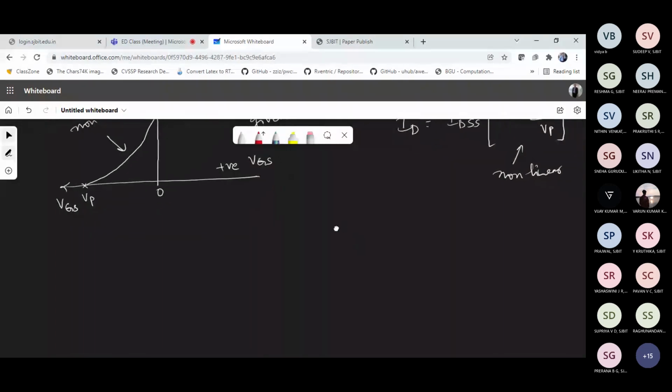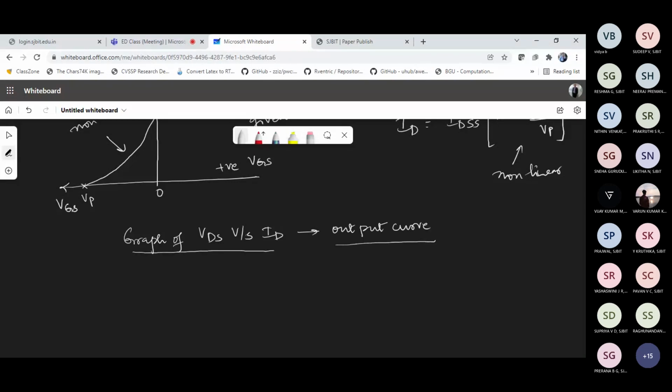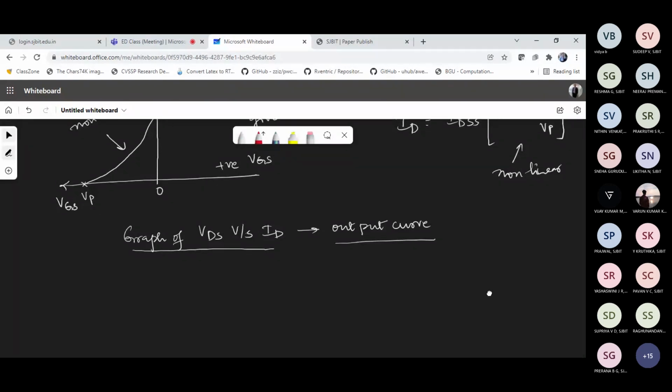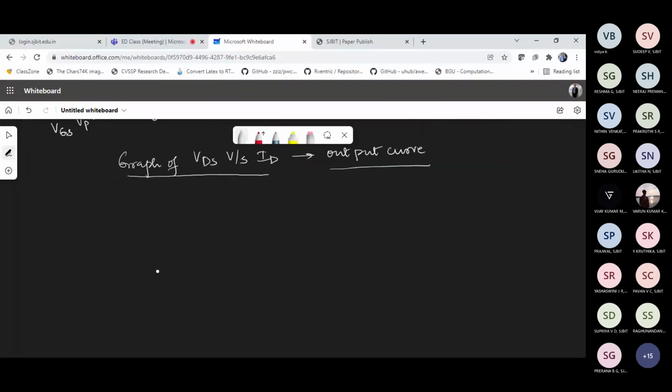What is going to happen in the output characteristic curve now? So the graph of VDS versus ID, which is called the output curve. The same thing we discussed in the laboratory, I'm putting it with a little bit more information added to the explanation, that's all. So how does an output curve look like?